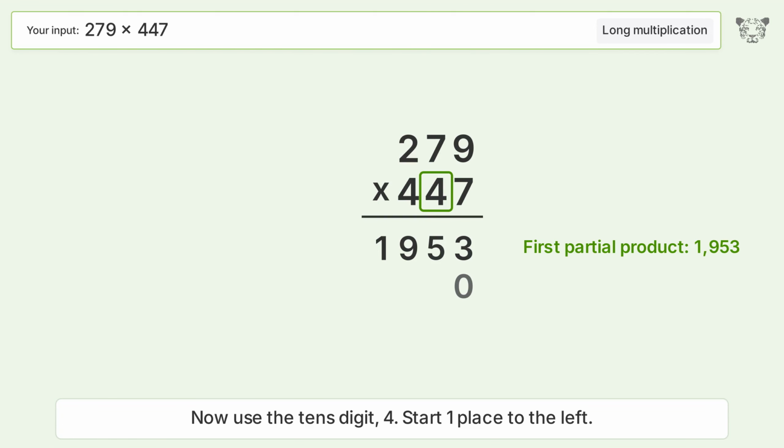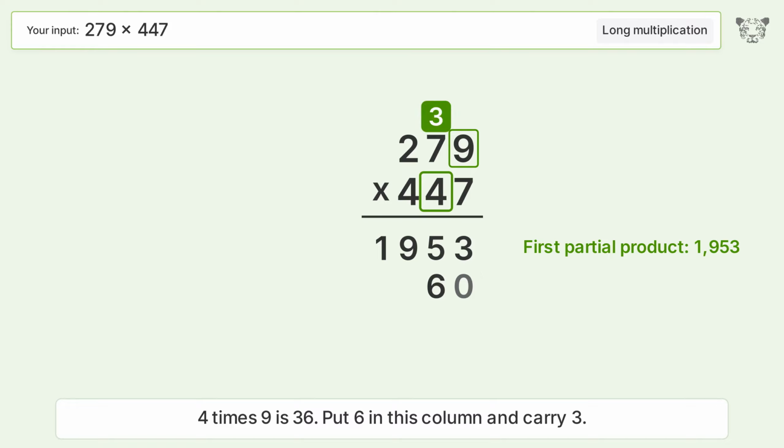Now use the tens digit, 4. Start one place to the left. 4 times 9 is 36. Put 6 in this column and carry 3.